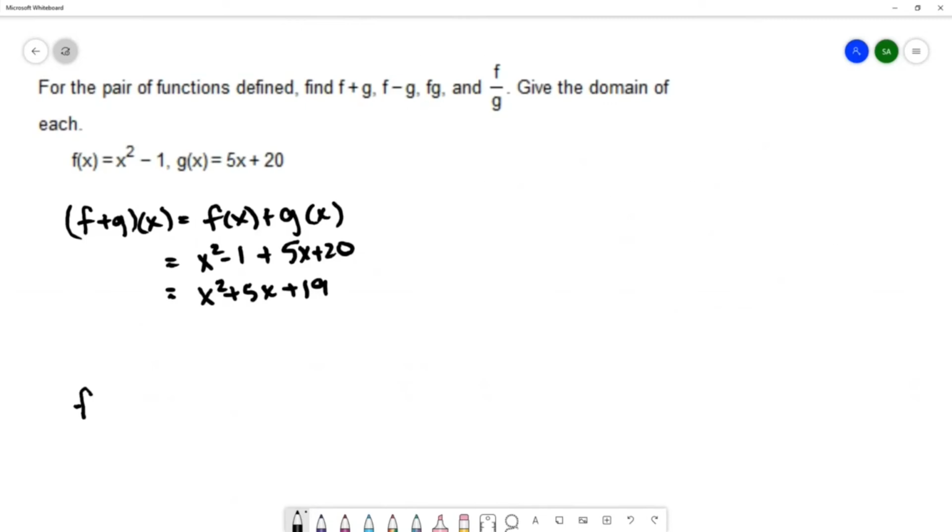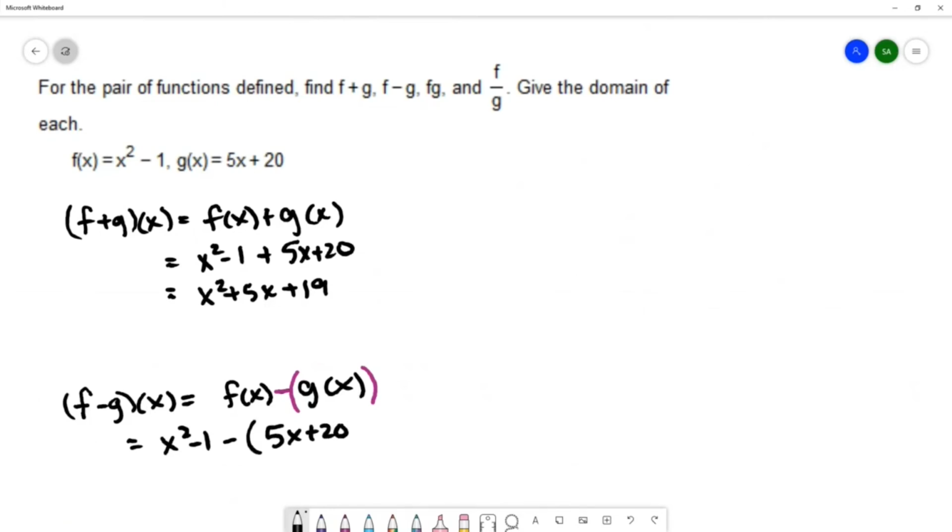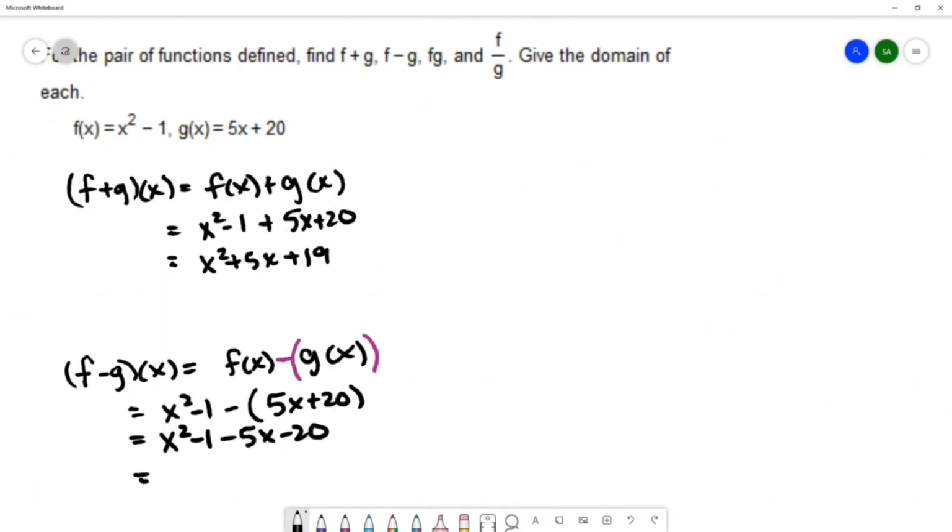And we're going to find f minus g of x. That's f of x minus g of x. You have to be a little bit more careful with subtraction because we want to make sure that we're subtracting the whole function. So f of x is x squared minus 1. We're going to subtract g of x. I'm putting parentheses around g of x. That's 5x plus 20. We have x squared minus 1 minus 5x minus 20. And we'll combine like terms to get x squared minus 5x, and then negative 1 and the negative 20 combine to be negative 21.